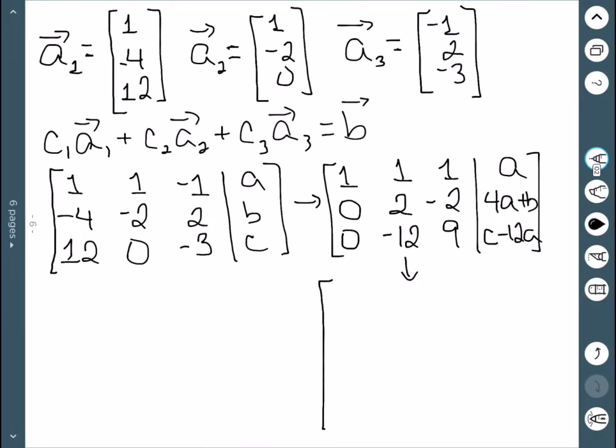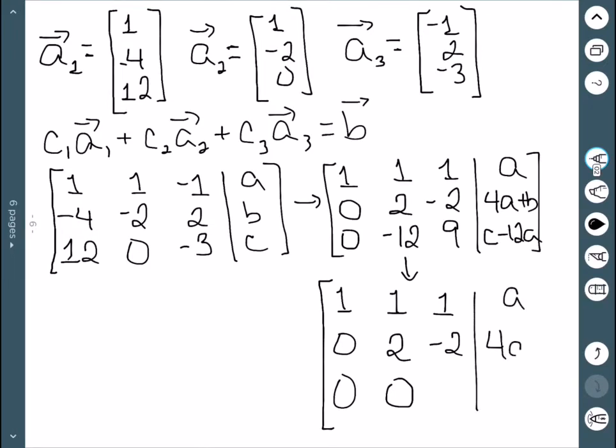My next step would then be to get a 1 in the second row, second column. However, I'm actually not going to do that because I'm not quite ready to introduce fractions. Instead, I'm going to work on getting a 0 underneath that spot. And we can see right now in the second row, I have a 2. The third row has a negative 12.